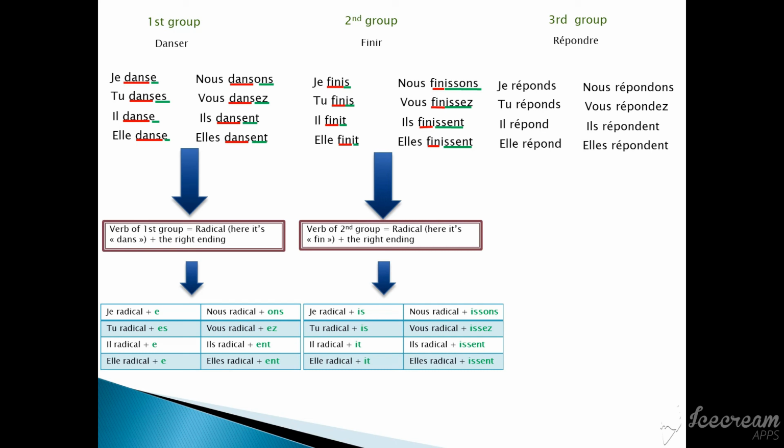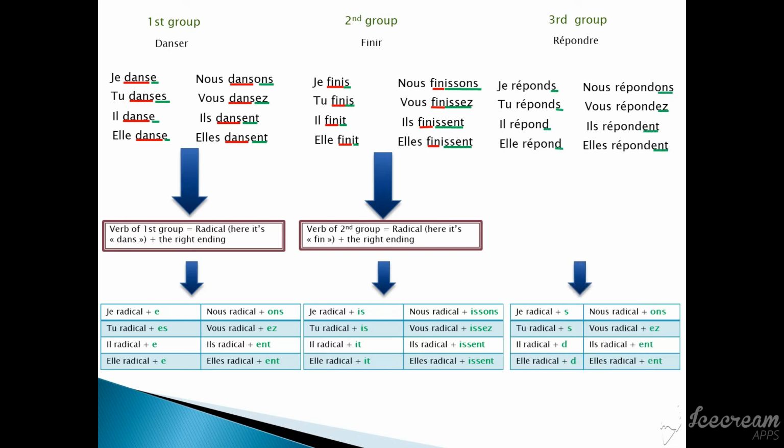So, for these verbs of the third group that end with re, they have as ending s for the subject pronoun je, s for the subject pronoun tu, d for the subject pronouns il and elle, ons for the subject pronoun nous, ez for the subject pronoun vous, and ent for the subject pronouns ils and also elles.